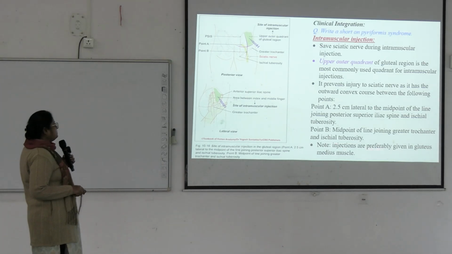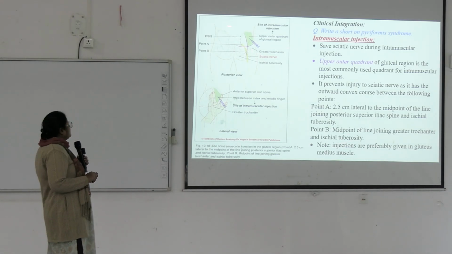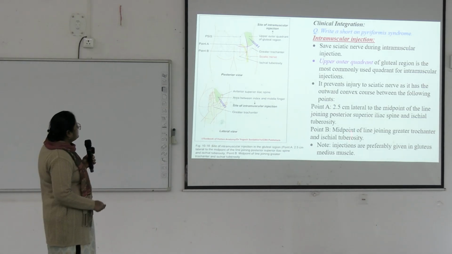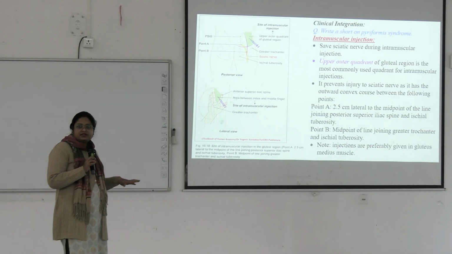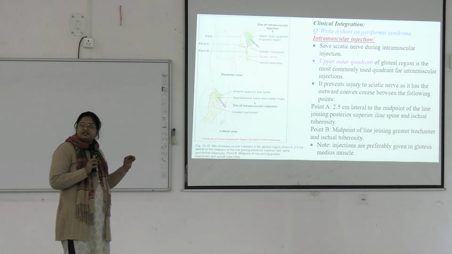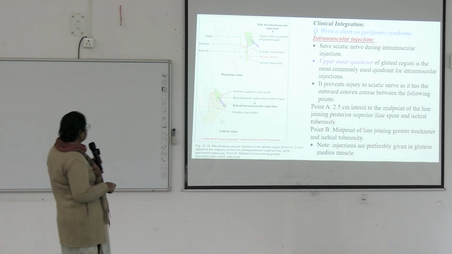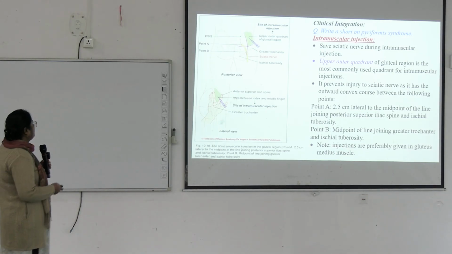So injections are preferably given in the gluteus medius muscle. Here gluteus medius is present and gluteus maximus is going like this, so here you will not get the maximus. This is also asked in your viva: injection is given in which muscle? So remember, gluteus medius, not maximus. See how you can place the fingers like this and give the injection here.